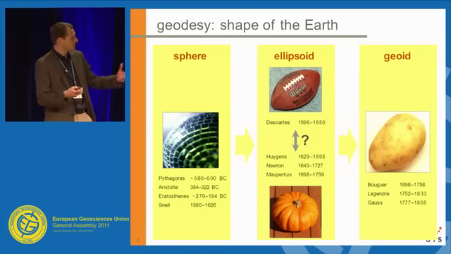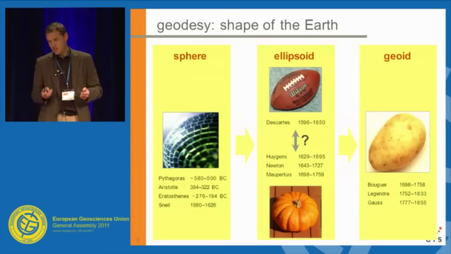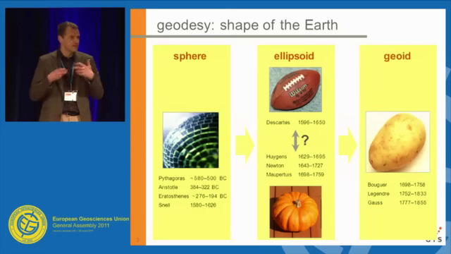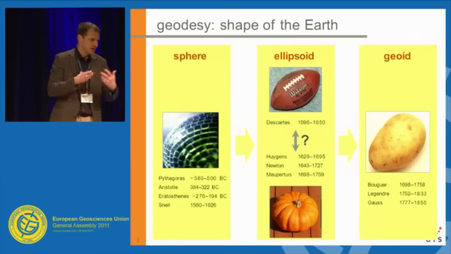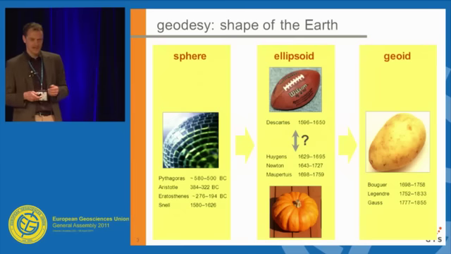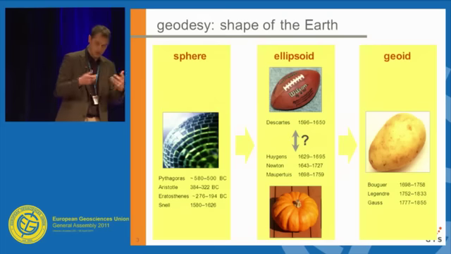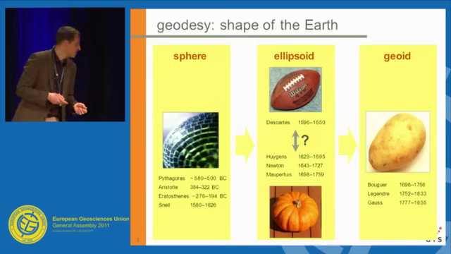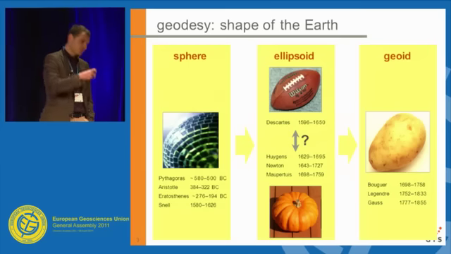Things accelerated more because, doing all these measurements to determine the shape of the Earth, people noticed that an ellipsoid is not a good model either. The real physical shape of the Earth is more like a potato. Later on in the 19th century, they would call it a geoid. But this is the physical shape of the Earth, more or less the gravitational equipotential surface of the Earth. So that was more or less the 18th, 19th century.